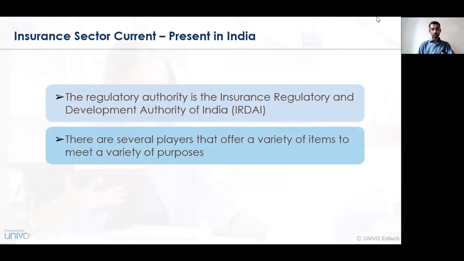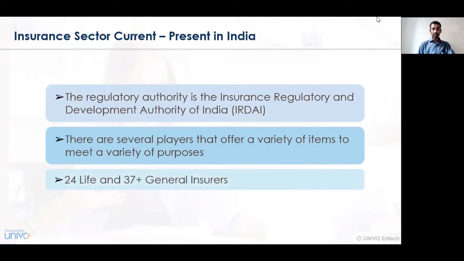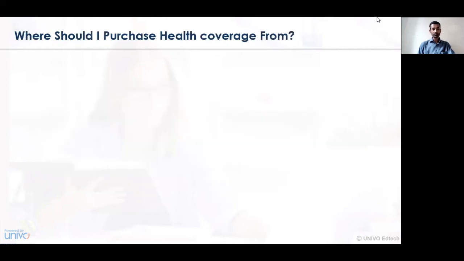There are several players that offer a variety of items to meet a variety of purposes. Along with the IRDAI, we have various other participants who govern or control various regulatory agencies in terms of business organizations. And lastly, currently in the Indian economy, we have around 24 major life insurance players and 37 plus general insurance players in the market. These are the various service providers who, at a specific point in time, provide different services in terms of insurance.